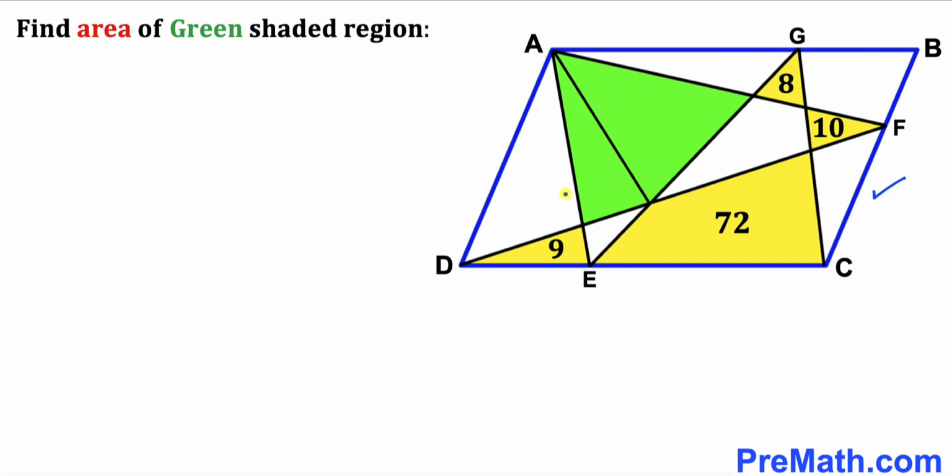In this video, we have got this parallelogram ABCD that consists of a bunch of regions, as you can see in this diagram, such that this yellow shaded region is 9 square units. This yellow shaded region is 72 square units. This yellow shaded region is 10 square units. And finally, this yellow shaded region is 8 square units. And moreover, these points E, F, and G are on this parallelogram. And now our task is to calculate the area of this green shaded region.